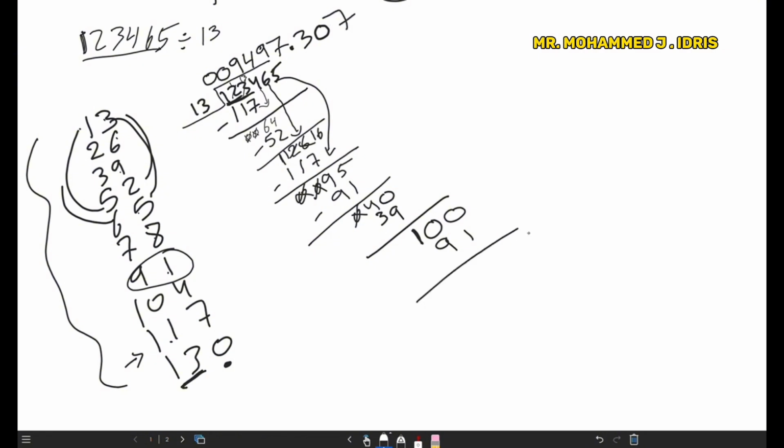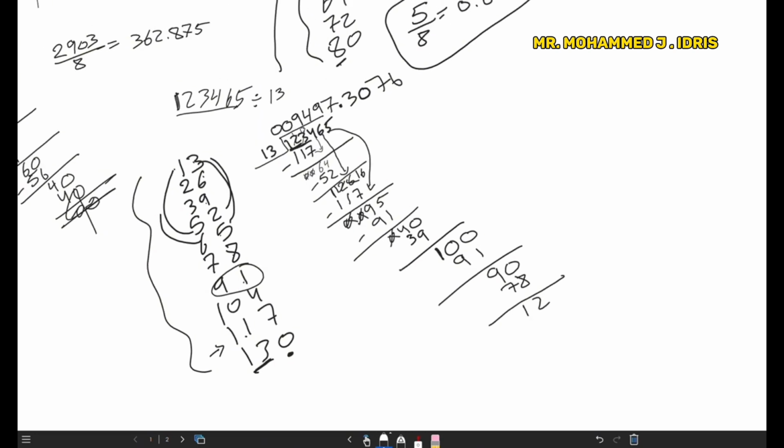from 7. Subtract 100 minus 91, 9. Add another 0. The 90, the closest is 78, which comes from 6. Subtraction gives us 12. And it goes on. Of course this we call infinite or endless. Sometimes it's not endless.